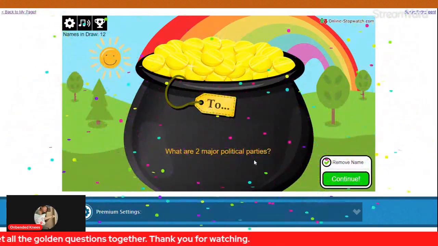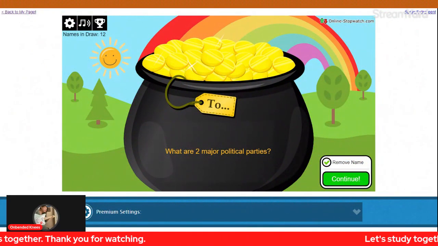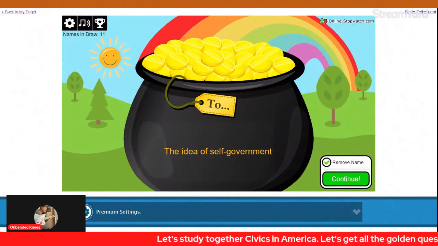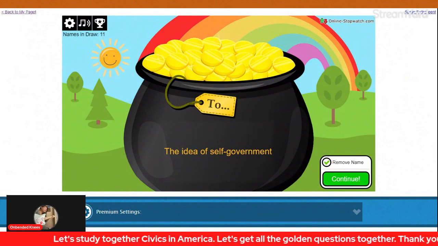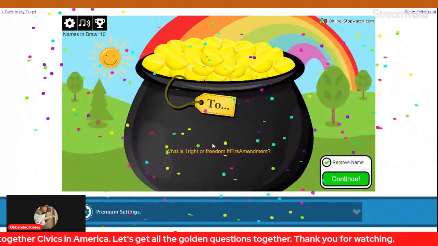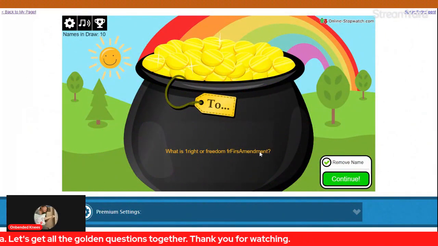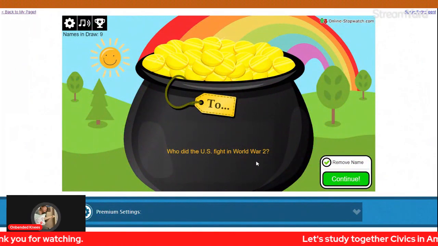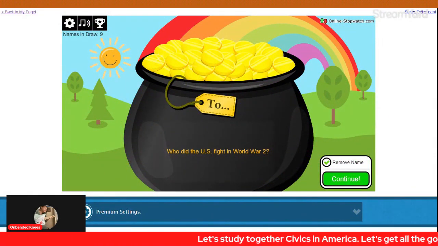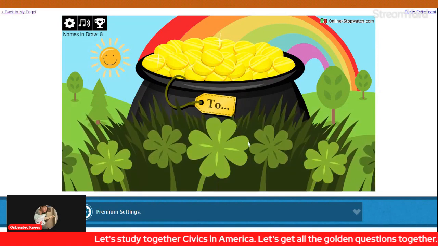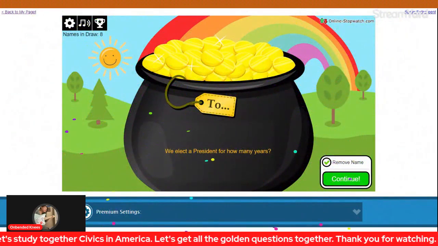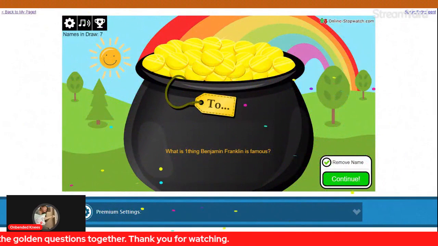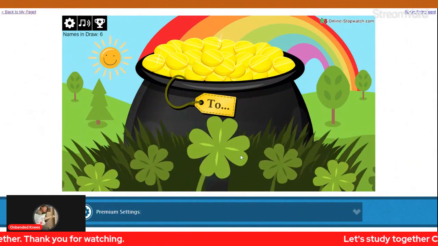Next is Democratic and Republican. Government is in 3 words of the Constitution, we the people. Freedom in the First Amendment, freedom of speech. In World War II, that's Japan, Germany, and Italy. For how many years? For 4 years. Benjamin Franklin is famous, U.S. diplomat.